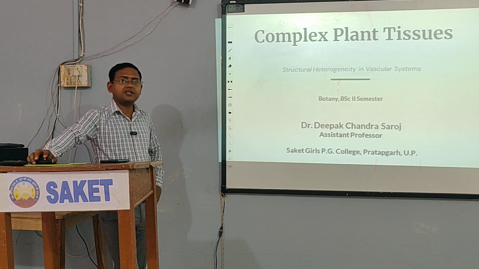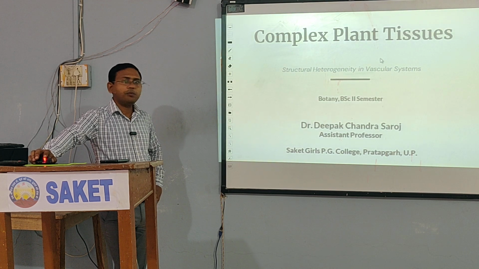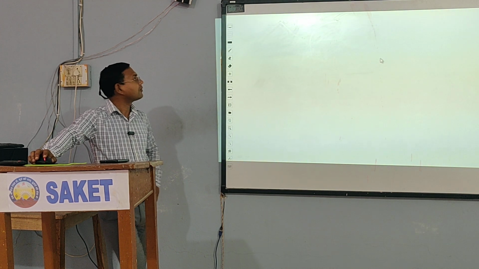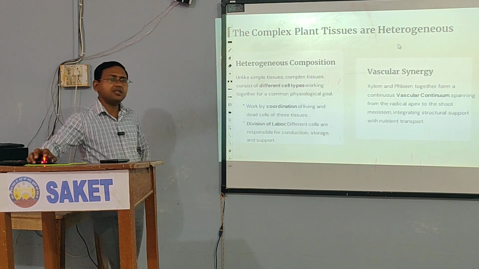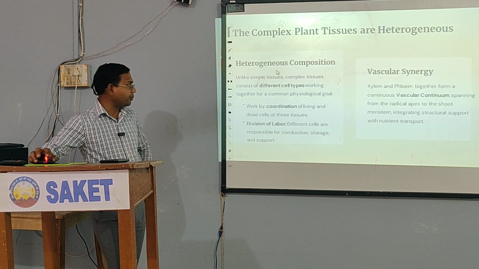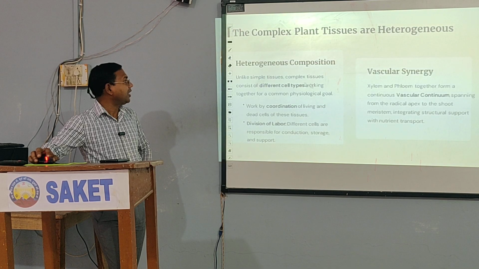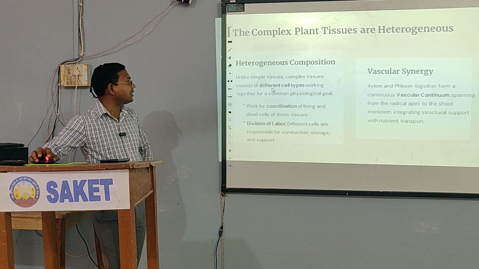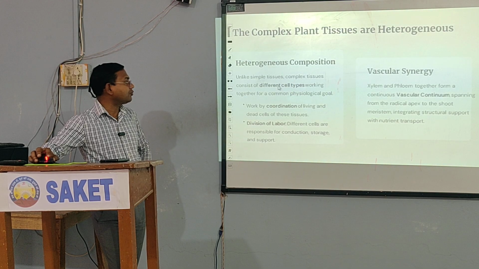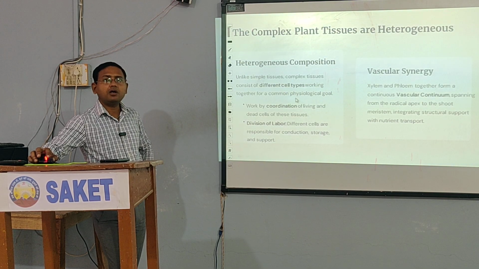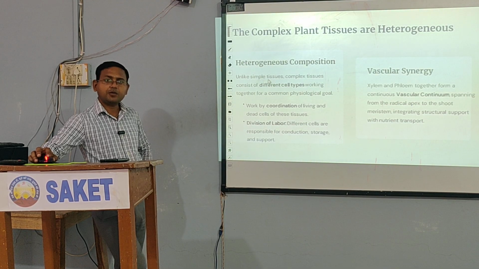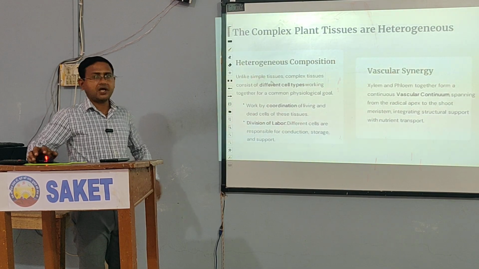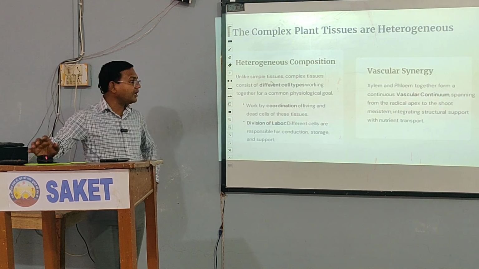So today we will be discussing these tissues in a bit more detail. The complex plant tissues are heterogeneous, unlike the simple permanent tissues. Those are made up of one type of cells, but these are made up of different types of cells, and all these different types of cells work together to perform a common physiological function. That means they are made up of 4-5 types of cells, and all the cells have a common function.